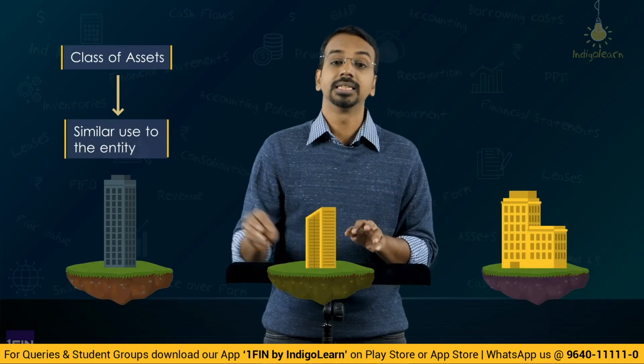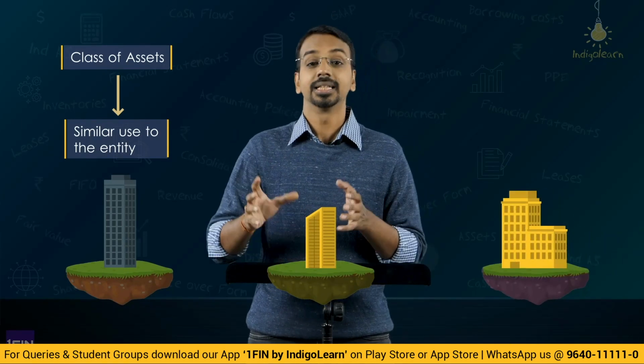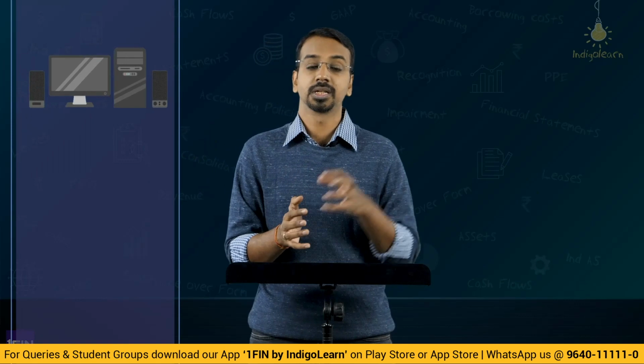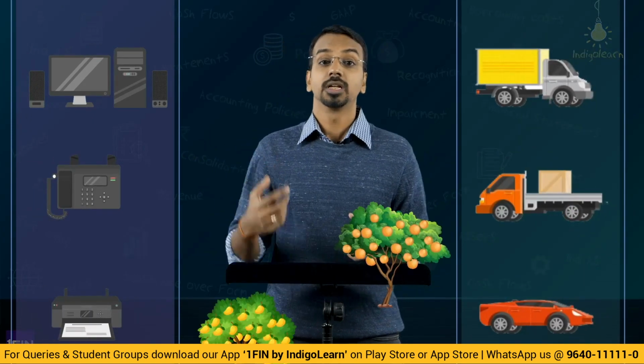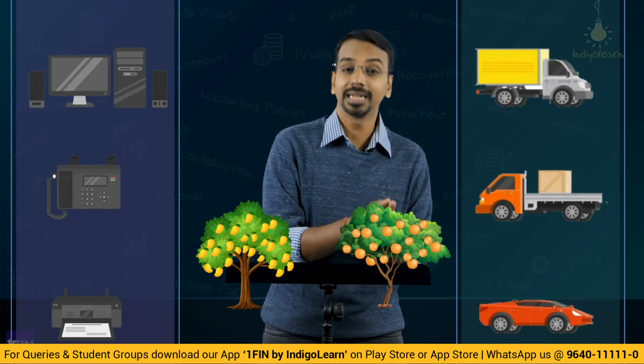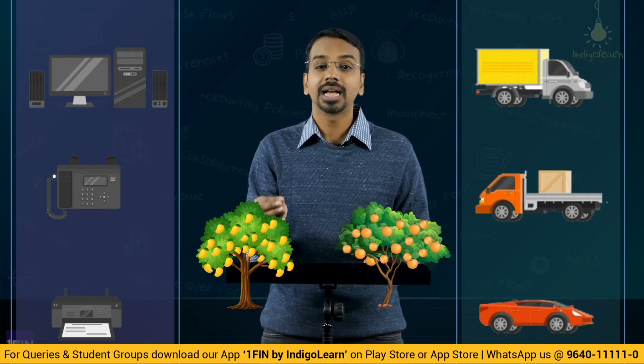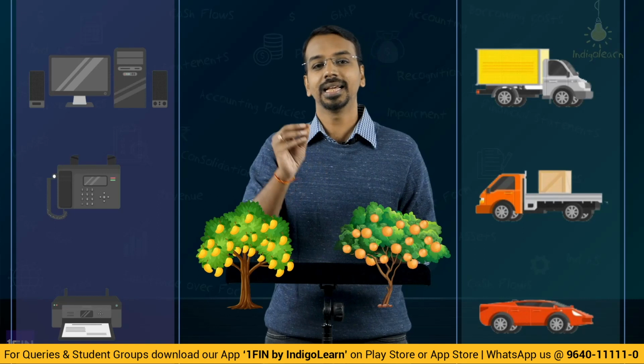For example, land and buildings. Land and buildings at different locations are the same class of asset. Then you can talk about, let's say, office equipment. You can talk about vehicles. You can talk about ships. You can talk about bearer plants. So, a group of assets which are similar in nature and which are of similar use to the entity are called a class of assets. Ind AS 16 gives an illustrative list of classes of assets.